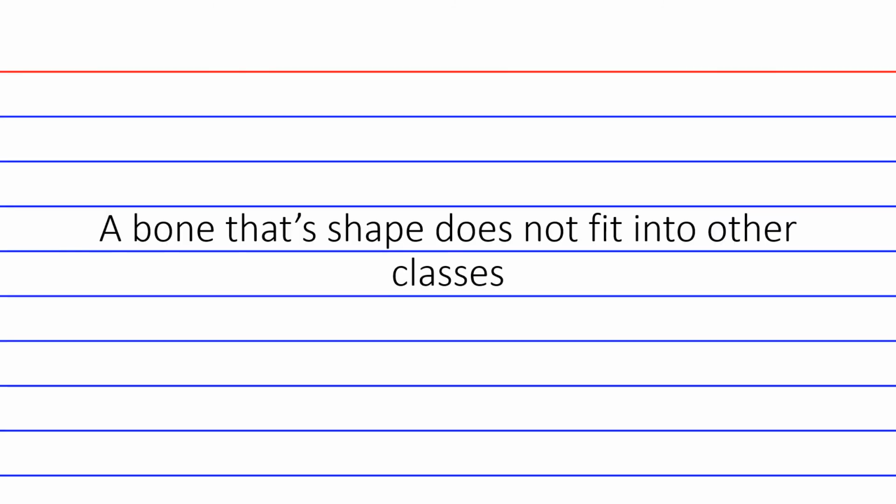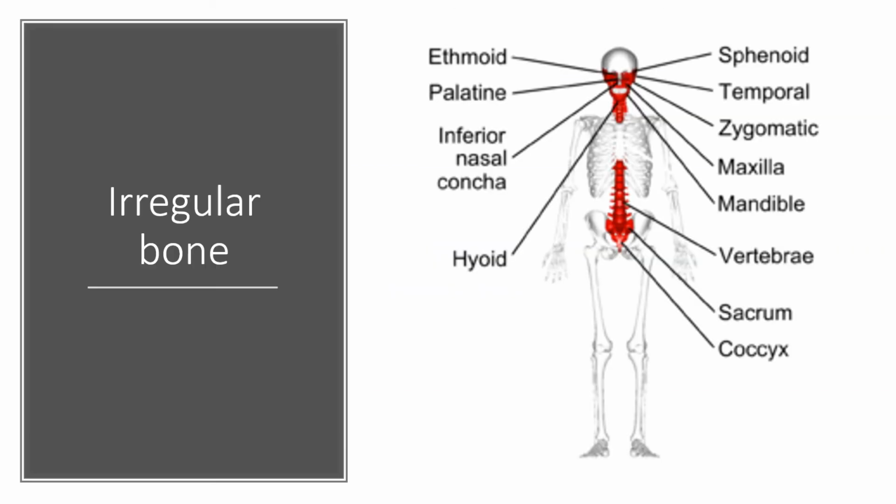A bone whose shape does not fit into other classes. The answer is an irregular bone, such as your ethmoid, your palatine, your hyoid, your sphenoid, your temporal, your zygomatic, maxilla, mandible, the vertebrae, including the sacrum and also the coccyx, are all irregular bones.